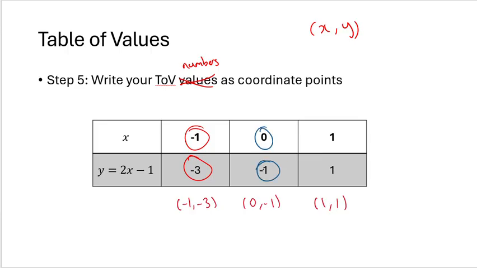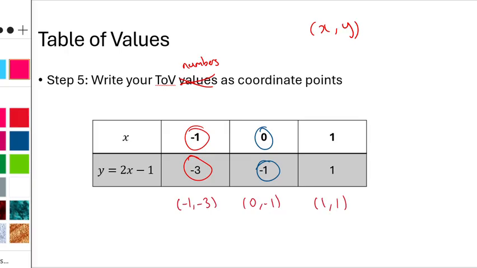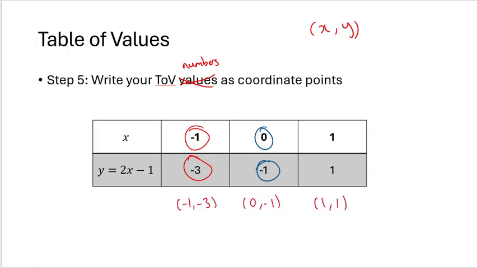So you got 0 and then -1. I put in x equals 0 and I got y equals -1. That's a coordinate right there. And then obviously, finally, you got the other one right there. So I put in x equals +1, and then my corresponding y value was +1 as well. So that's my coordinate point.